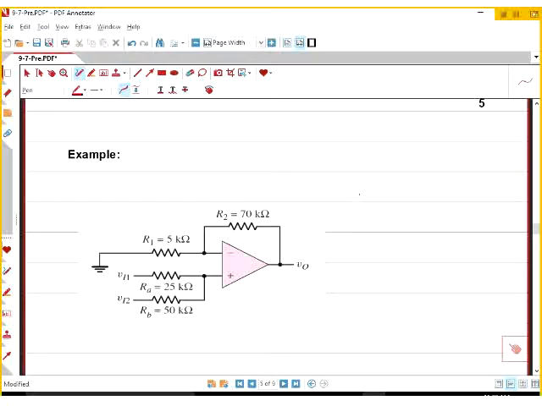Okay, gentlemen, ladies, that's your circuit. What I want you to find is what is VO as a function of VI1 and VI2. Use your circuit analysis skills, use the 4 rules we talked about Tuesday, and tell me the function.